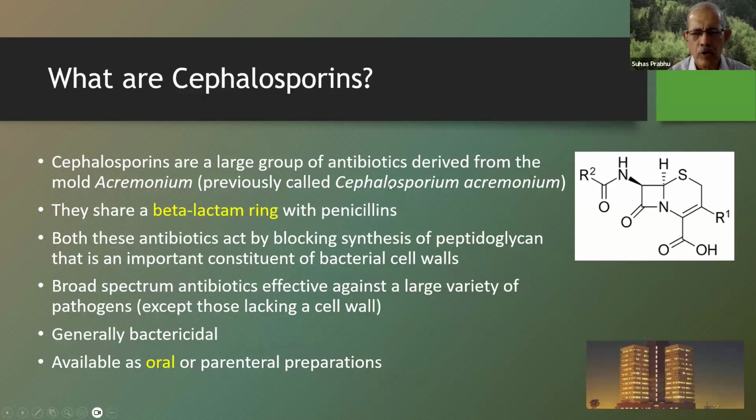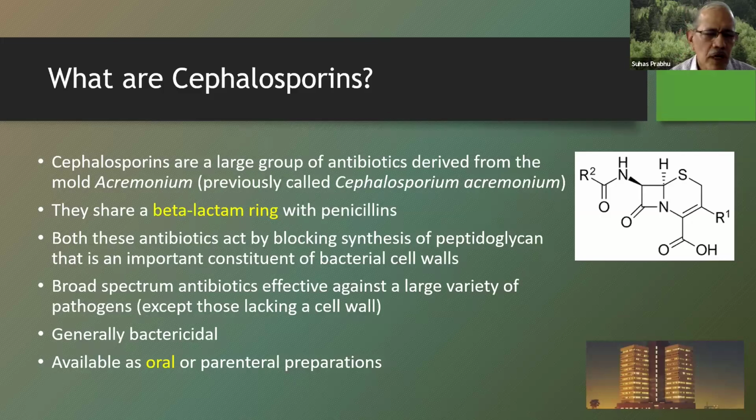They share a beta-lactam ring in the chemical structure, along with penicillin. This is your beta-lactam ring. This square that you see here and this hexagonal ring, this is called a beta-lactam ring. Both penicillins and cephalosporins act by blocking the synthesis of a chemical called peptidoglycan, which is an important constituent of bacterial cell walls. So the bacteria cannot make the cell wall and therefore they cannot multiply.